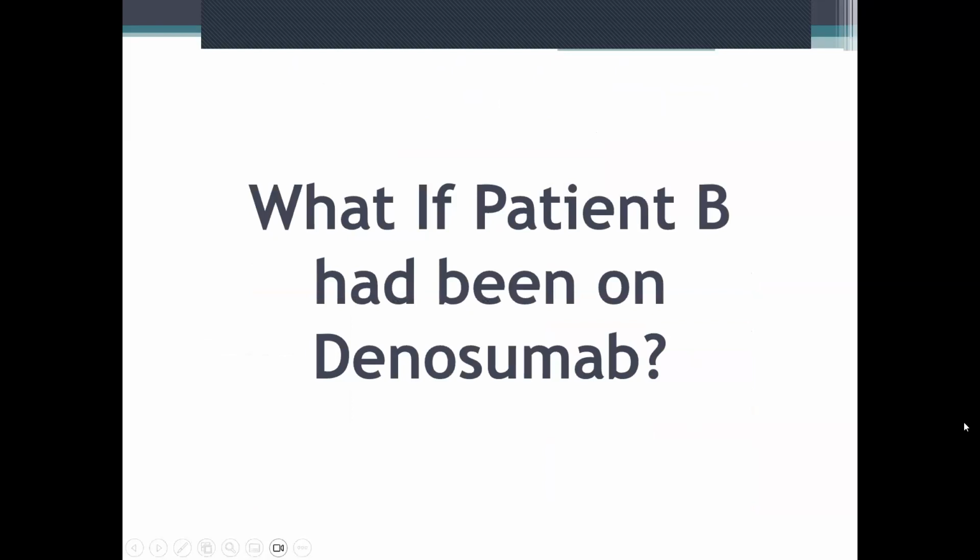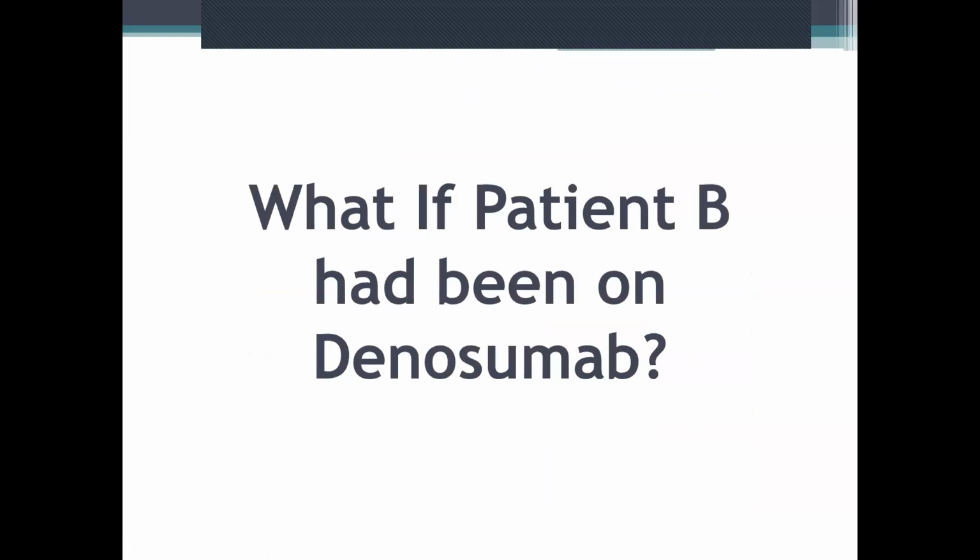So what if your patient had been on Prolia? We talked about starting first-line anti-resorptive therapy. You can pick either bisphosphonates or you can pick denosumab. And I mentioned before, denosumab is a popular agent, very convenient, a 6-monthly injection.